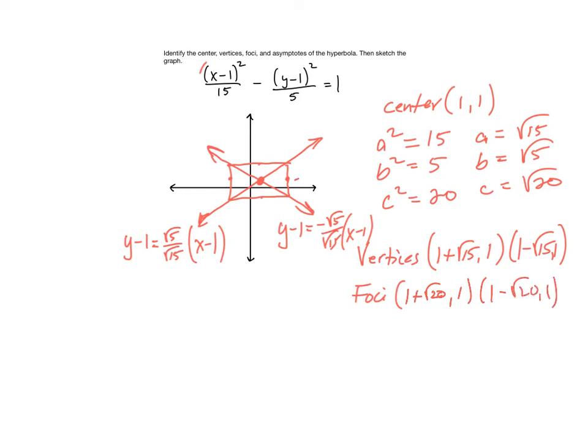So it's out there, roughly, and we get our hyperbola looking like that. So center, vertices, foci, asymptotes, and we're good.